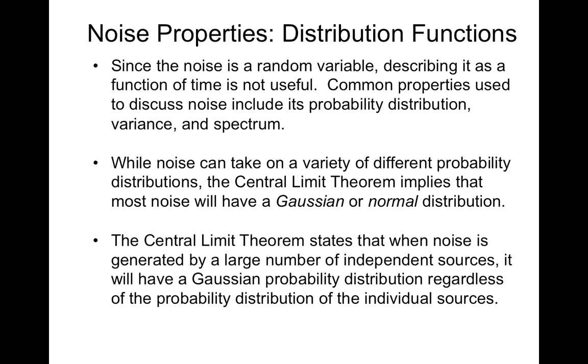So noise can take on a variety of different probability distributions, but the central limit theorem implies that most noise is going to have a Gaussian or a normal distribution. The central limit theorem is a very important theorem, and it basically says that if we have a large number of independent sources of noise, it will have a Gaussian probability distribution that is independent of the probability distribution of the independent sources.